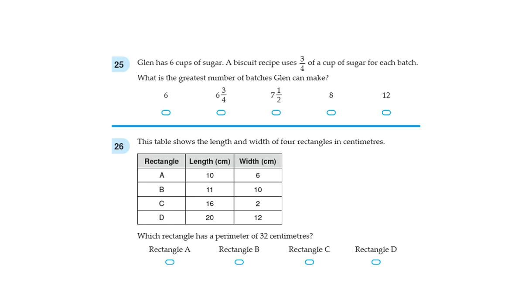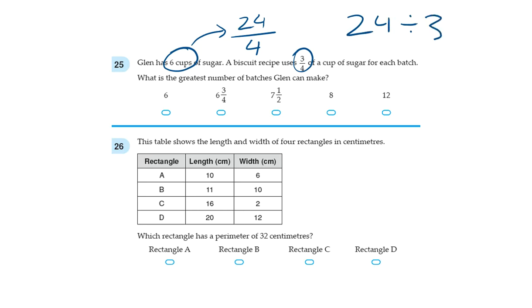Okay, so another way we can write 6 is 24 over 4, because 24 divided by 4 is equal to 6. The reason that we have 4 as the denominator is because it helps us over here, because this has 4 as a denominator. So now the only thing which is different is the numerator, 24 and 3. So we just end up doing 24 divided by 3, which is equal to 8. Answer is D.